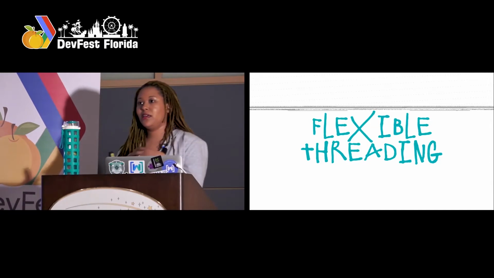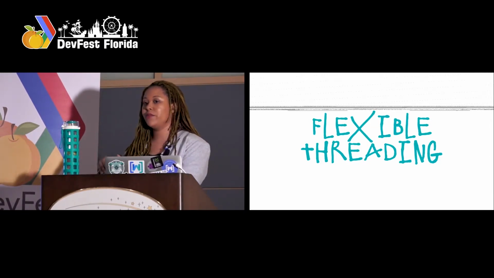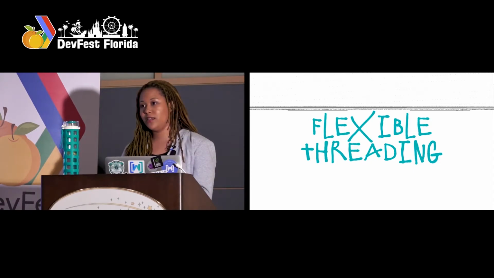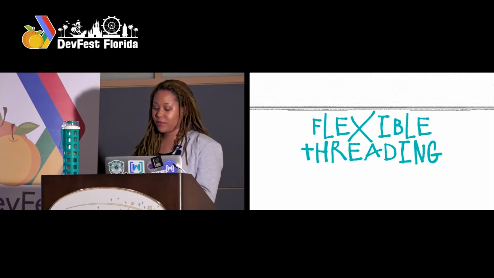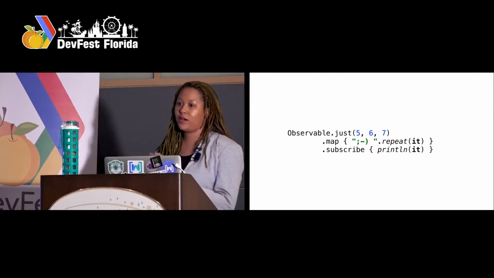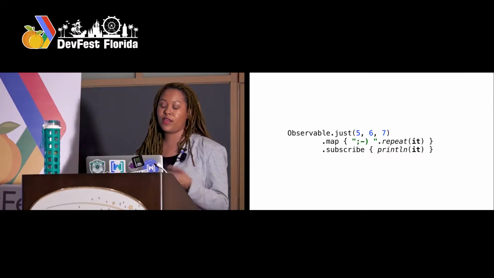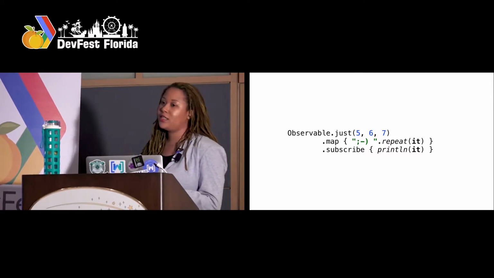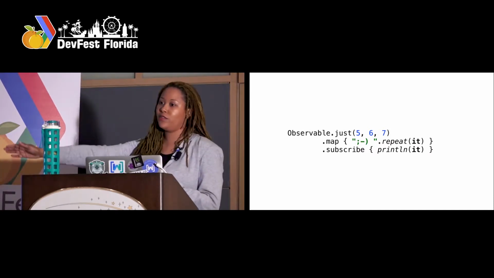Basically, this allows users to choose, hey, I want to do this operation, but just not on this thread. I want you to do it on this background thread or another computation thread. And this happens by means of what RxJava calls schedulers. There are a ton of different schedulers available that you can use, but basically they're the boss. They say, instead of doing your work here, do it over there.